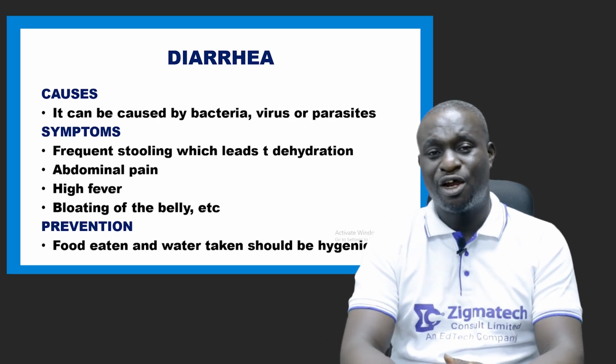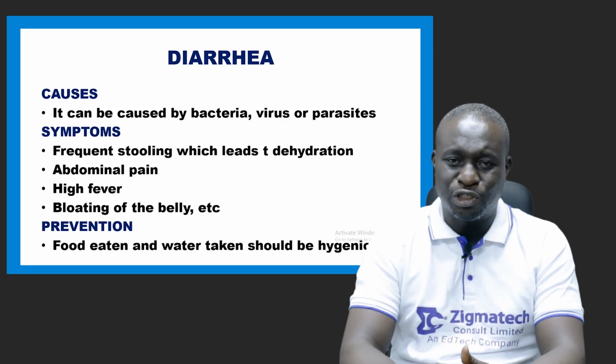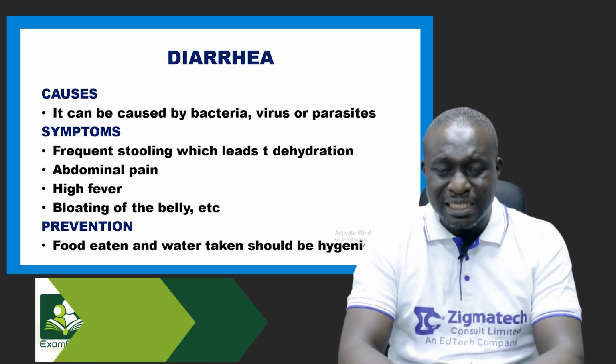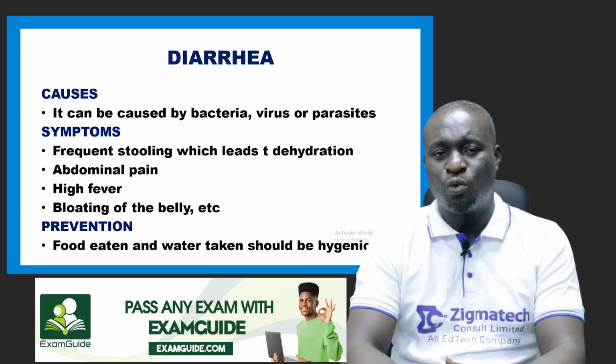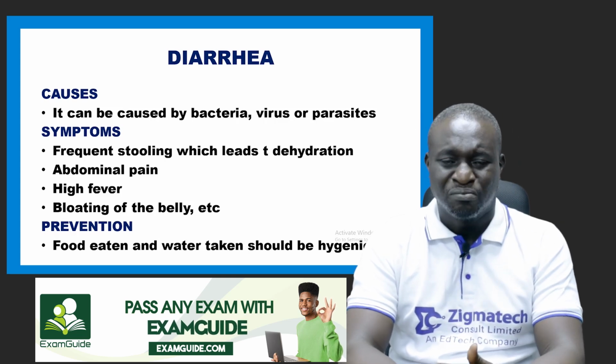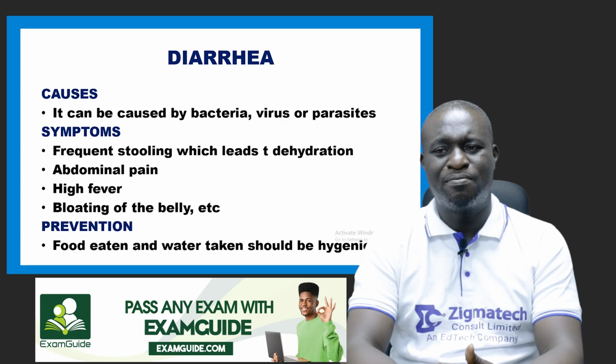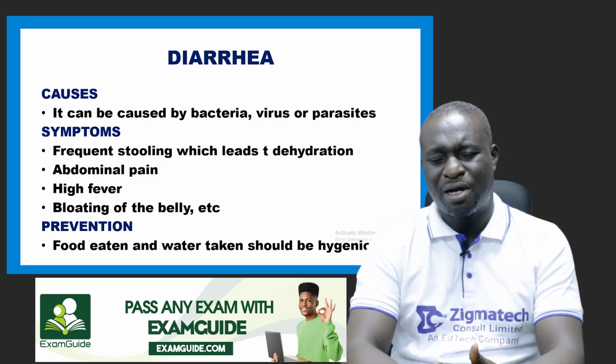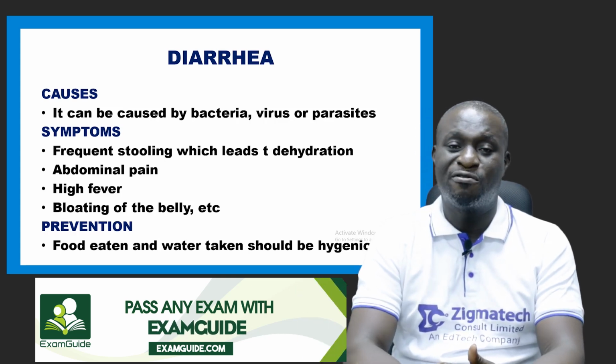The next one, number 3, is diarrhea. We mentioned diarrhea when we were talking about cholera, and when we were talking about dysentery. So what are the causes of diarrhea? Diarrhea can be caused by bacteria, by a parasite, or by a virus.